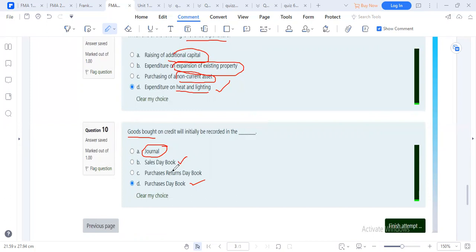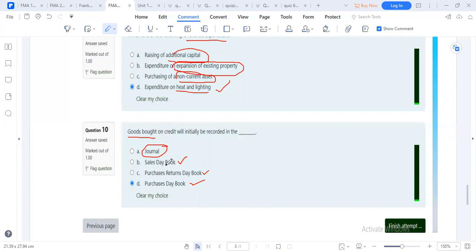So if somebody returns goods to us after we sold them, we call them sales returns. If we bought and we are returning, it's called purchases returns. That's when it goes to what we call our purchases returns day book. On B, what do you say? Sales day book. The sales day book is where we record all goods sold on credit.